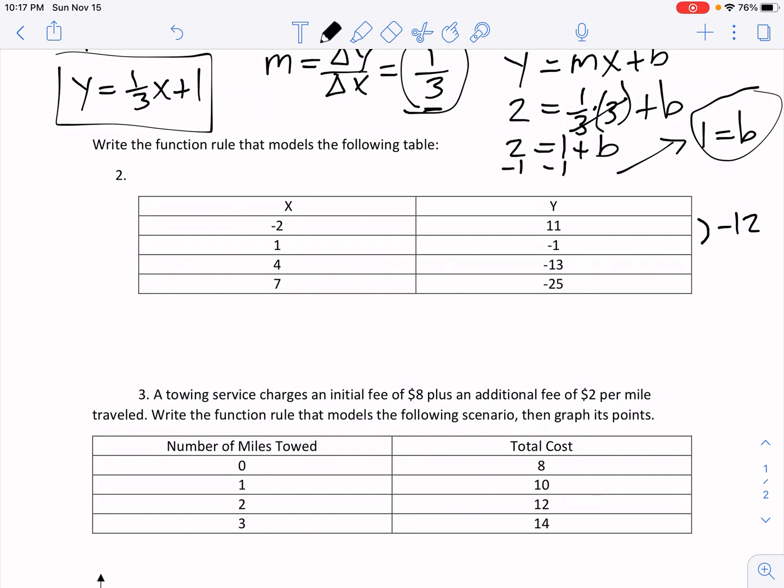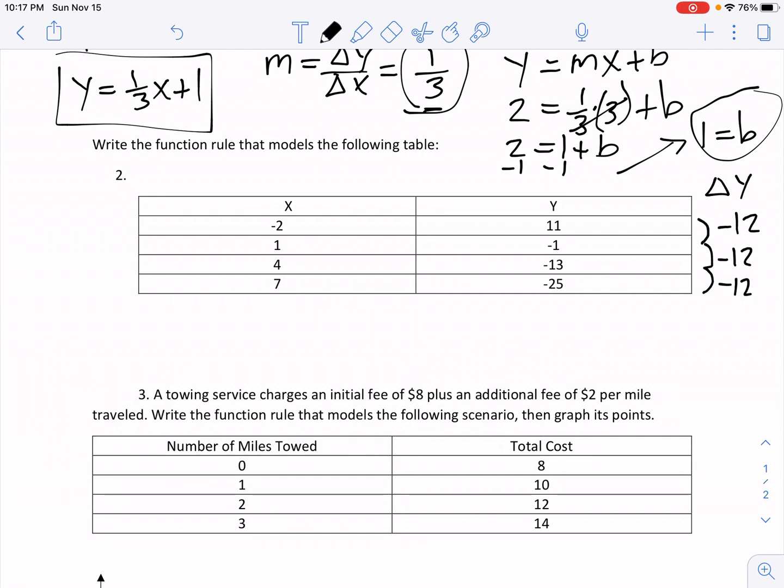And then -1 to -13, that's also minus 12. And then from -13 to -25, that's also -12. Okay, so -13 minus 12 gets me to -25. So my change in y is -12.